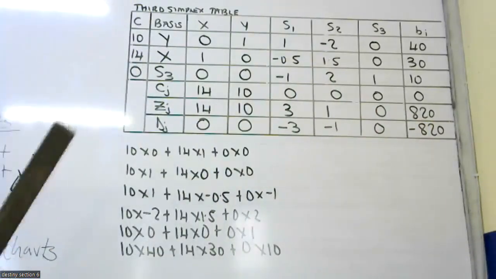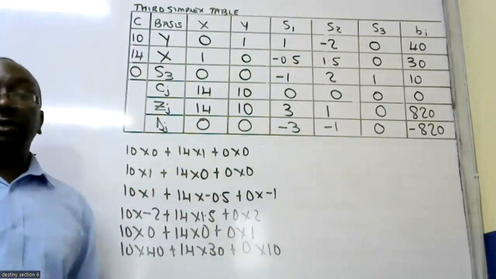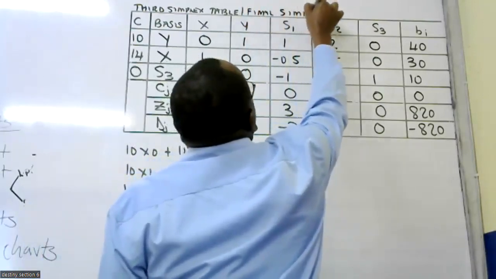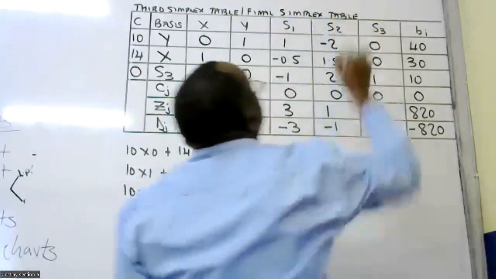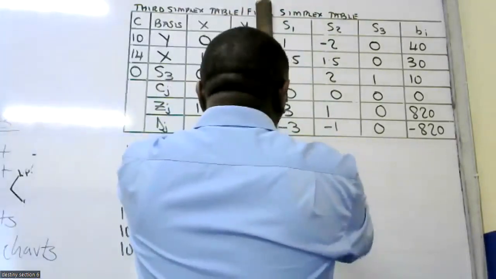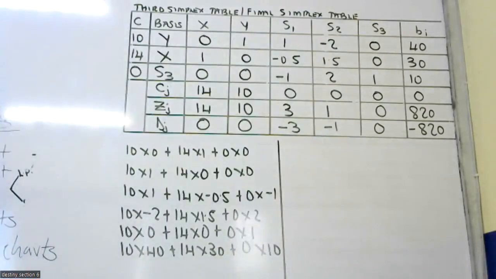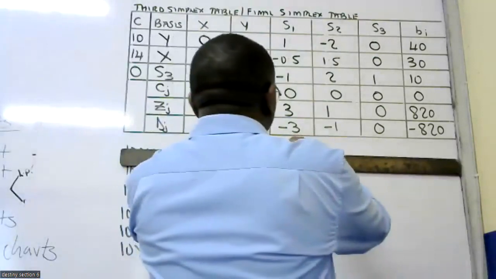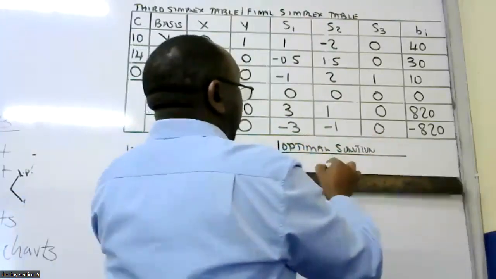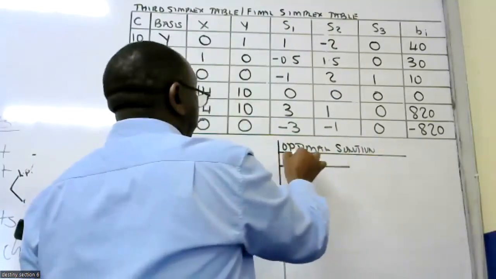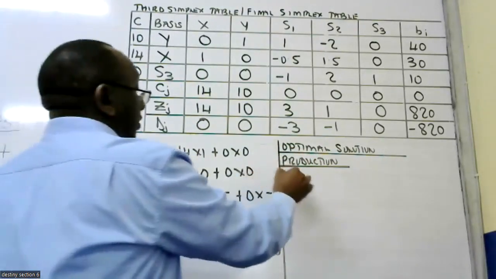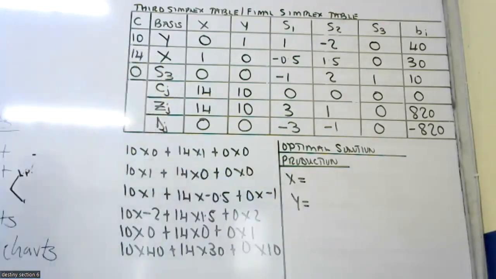So that table is now optimal because you can see all the values are either zeros or negatives. So if it's optimal, unarudi hapa unasema this is final simplex table. Final simplex table. So if it's final simplex table, then you give us now the optimal solution. Optimal solution, I told you that in your case, you are supposed to give us two things. The first one is production. Production, we had two products, X and Y.